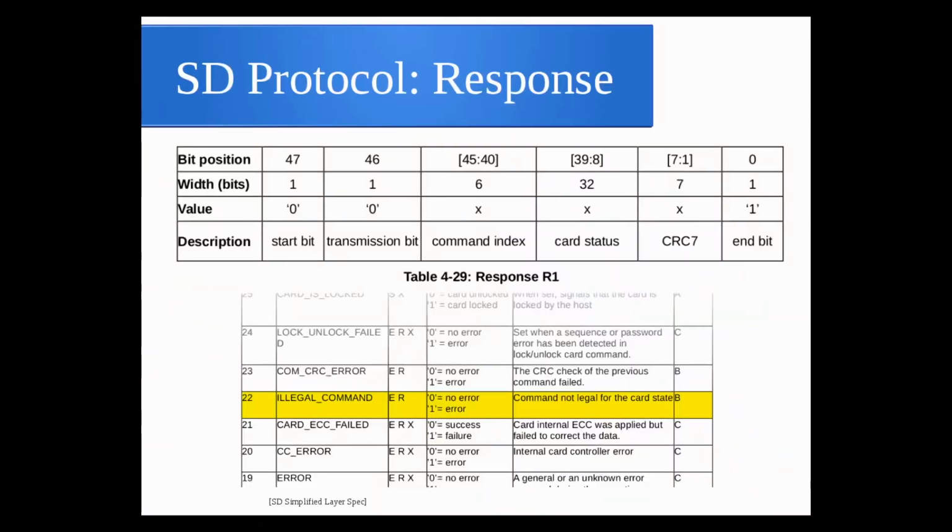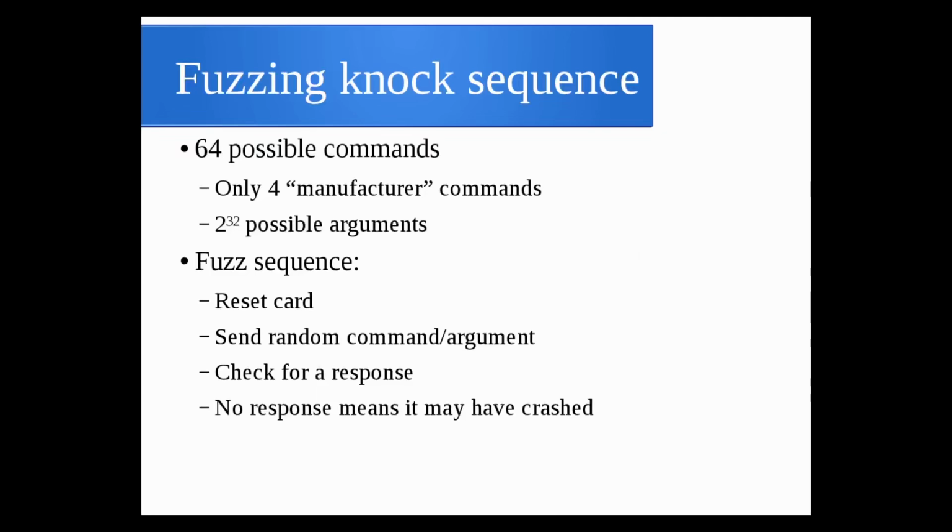Now when the card responds, it sends another 48-bit response back to the host. It sends the start bit, the transmission bit, the command that you sent it, and then a 32-bit card status field, which has this really interesting bit in there, the illegal command bit. If you send a card a command, and it's not in a state where it can actually respond to it, it will respond with this illegal command bit, which means you can now fuzz it. You can send random commands, look for that illegal command bit, and if you get either a freeze or a not-illegal-command response back, then you found a valid command.